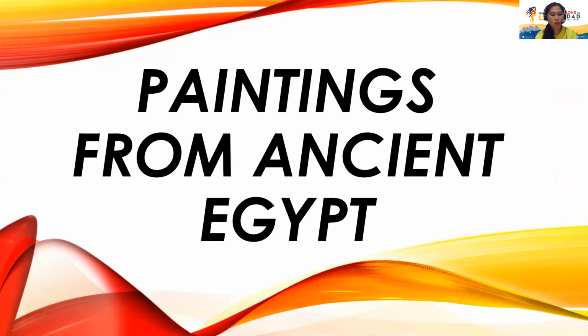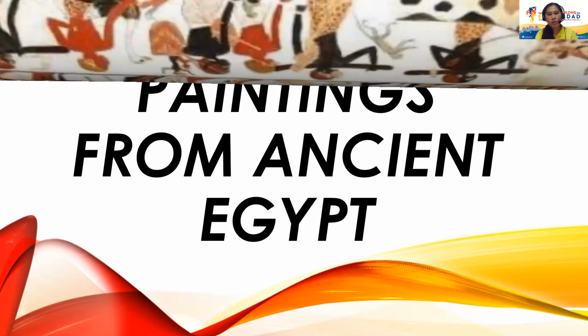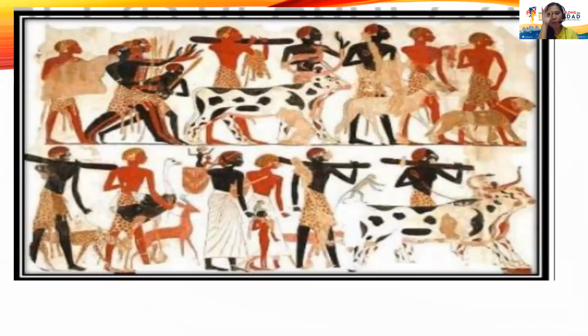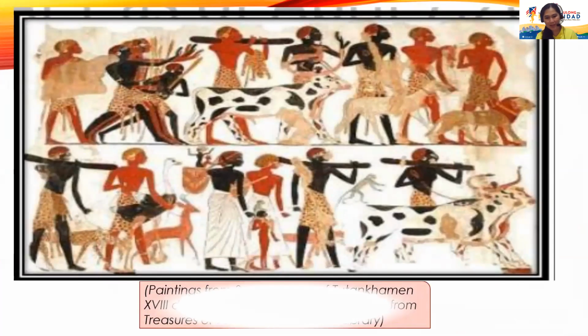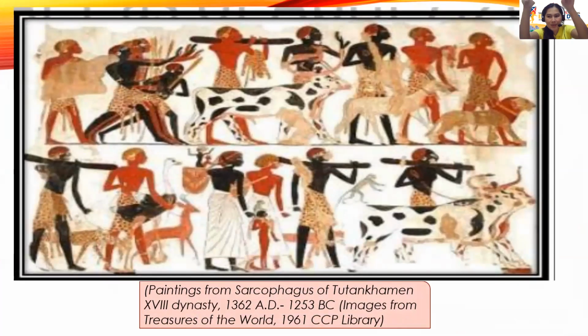Let's proceed now to paintings from ancient Egypt. So, what are the paintings? That's right. What can you see in the picture? As you can see, there are people and animals. That's right. These are paintings from the sarcophagus of Tutankhamen.